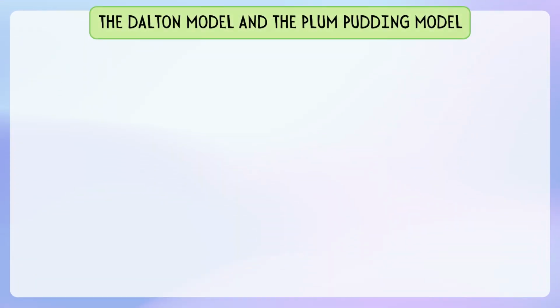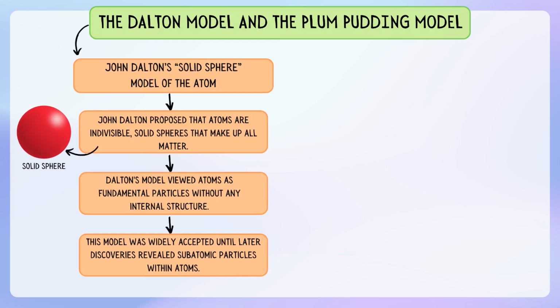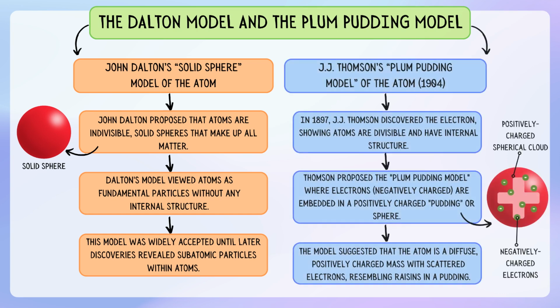To summarize, we have discussed John Dalton's early concept of atoms as indivisible particles. This idea was widely accepted until the discovery of the electron by JJ Thomson in 1897, which confirmed that atoms were not indivisible, prompting a change in the scientific model of the atom. This was formalized in the Plum Pudding Model, which found that an atom consists of a positively charged sphere with negatively charged electrons embedded within it.